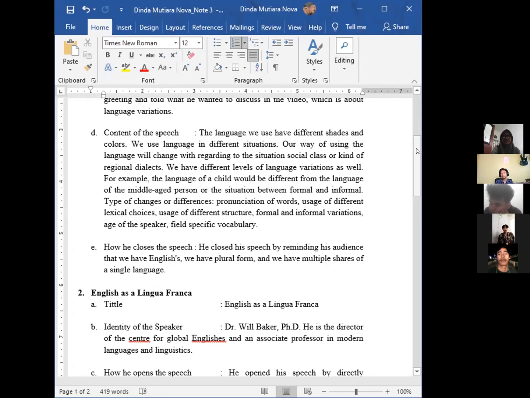Like I said before, there are two situations that are very different. And then age of the speaker. Same as I said before, if you are talking to a senior lecturer, and when you are talking to a junior or your friend, surely there are differences. And then the last one is field specific vocabulary. He closed his speech by reminding his audience that English has a plural form and we have multiple shades of a single language.